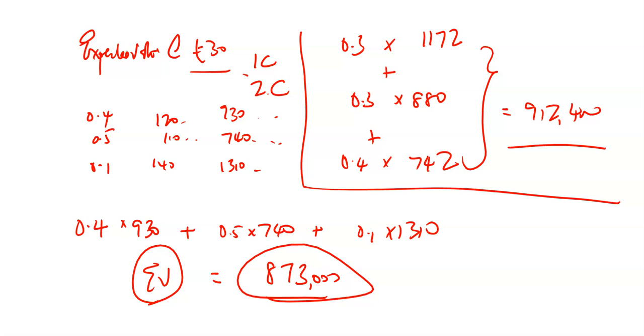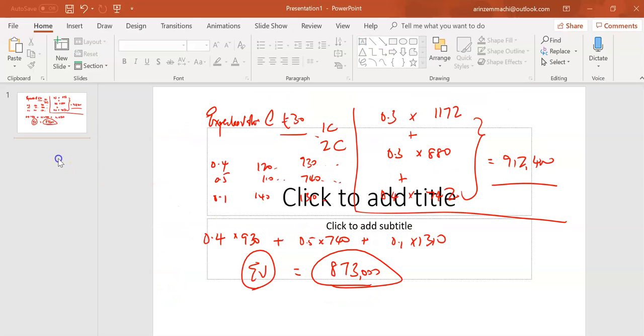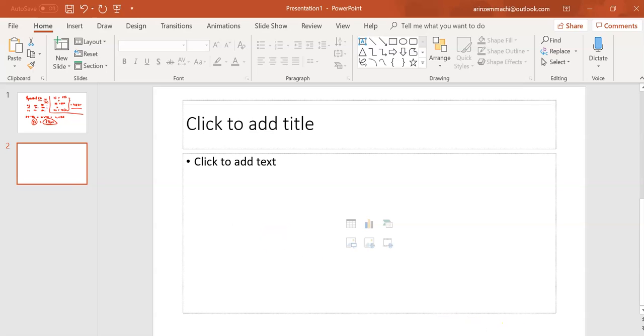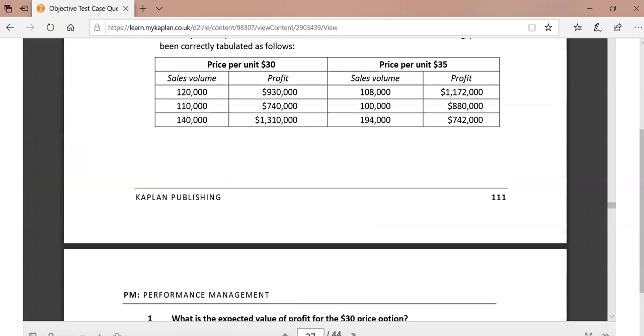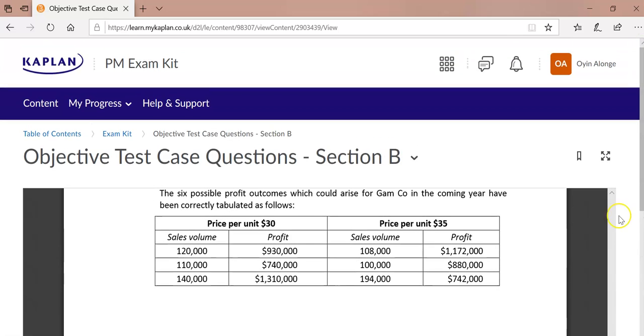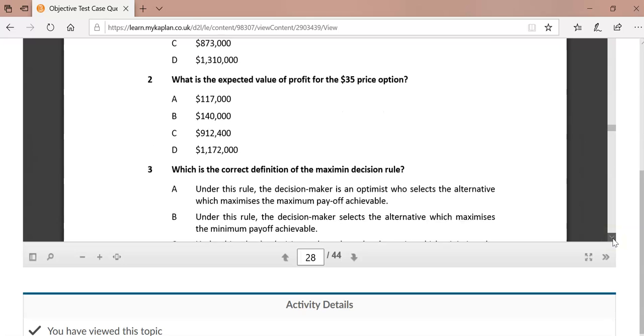Then question 3 leads us into this. Let's keep this and open up a new page. I can go back into the page now and just see. So now, look at this. It goes on, it says, what is the expected value?